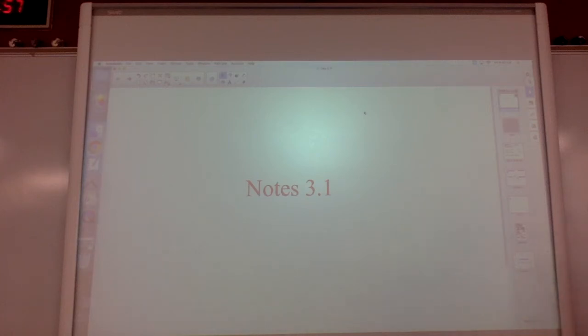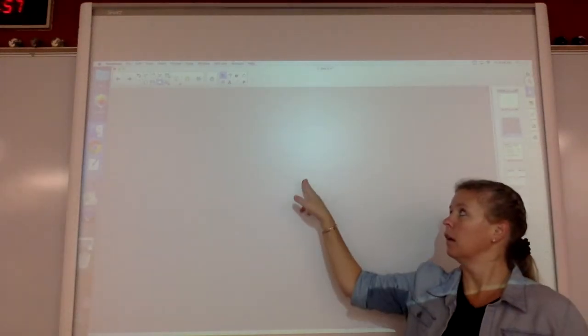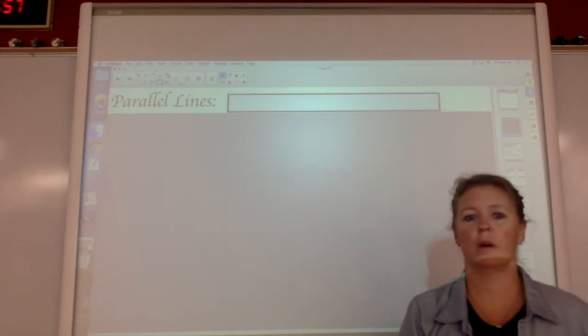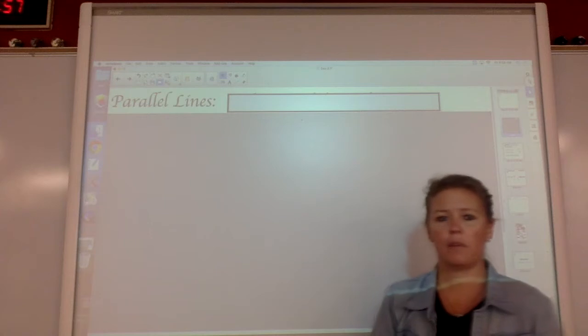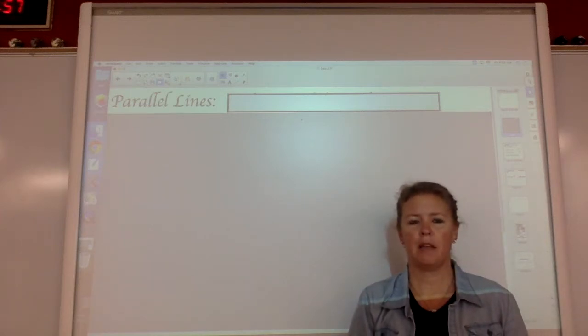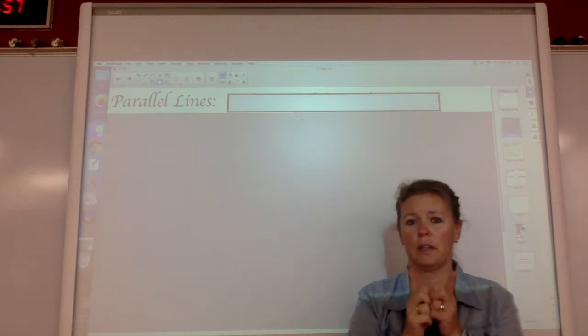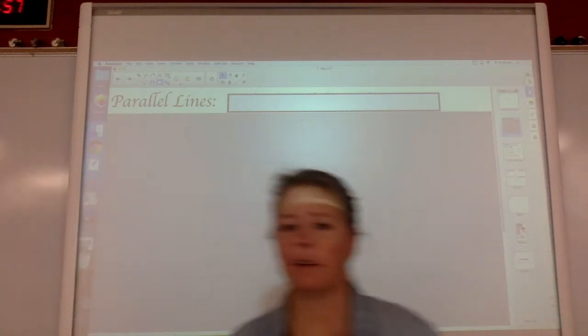Notes for Chapter 3, Section 3.1. As you can see again, at the beginning of the chapter, a lot of vocabulary. Some of this you already know, or at least maybe you think you already know. For example, parallel lines. You have forever been told that parallel lines are two lines that don't touch. Never intersect. True, almost. It's one of those half-truths of parallel lines.